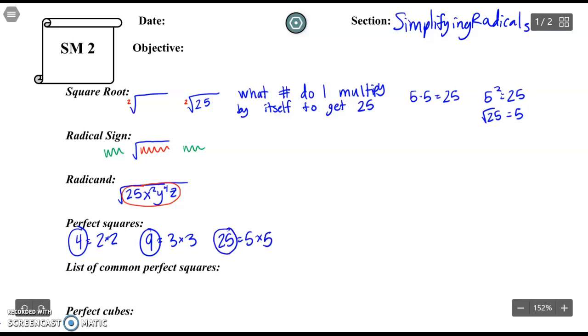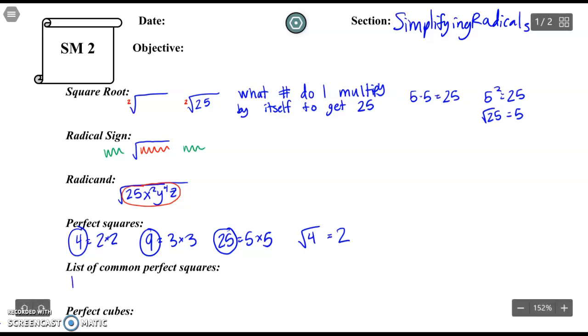The reason we like these is because if we take the square root of any perfect square, it's just going to be an integer answer, which is awesome. So I'm going to list a few of the common perfect squares because it's going to be important for us to start recognizing them.